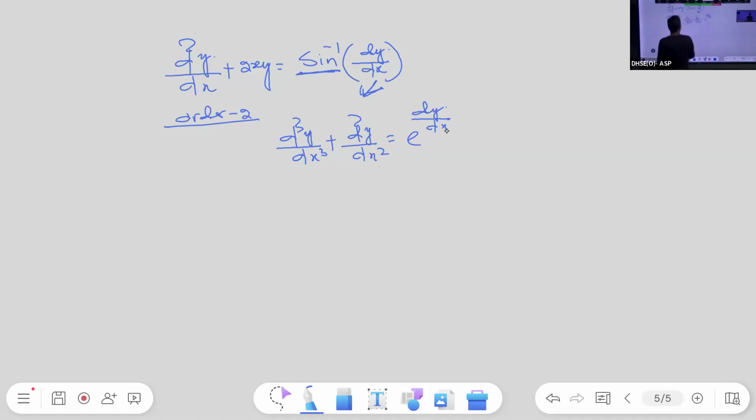I hope it is clear to you. Vishnu, Chinmay, Pankaj, Nasrin, is it clear? Write in the chat box.